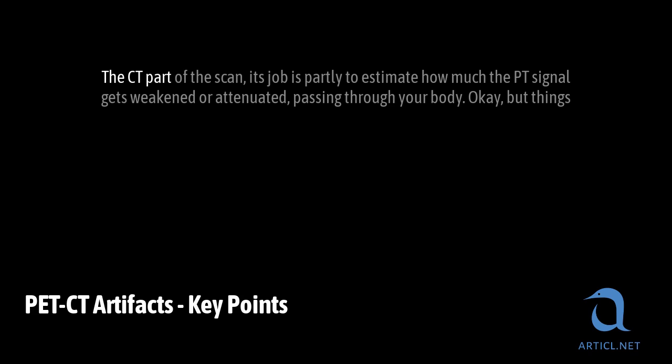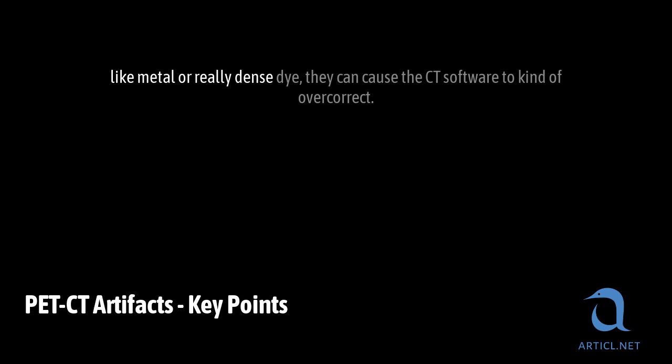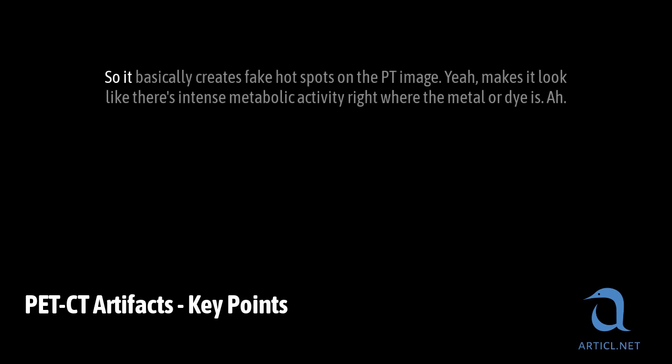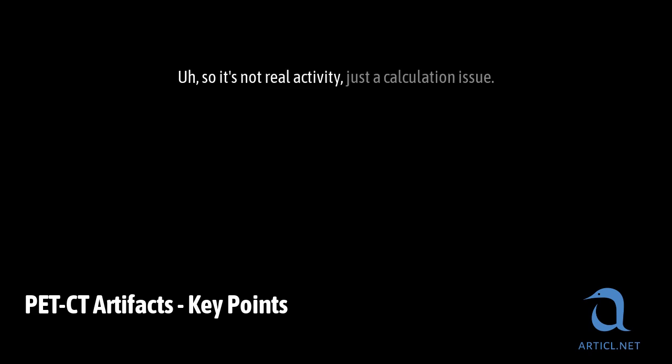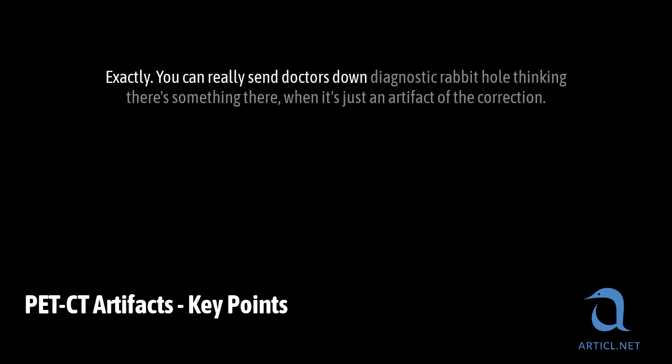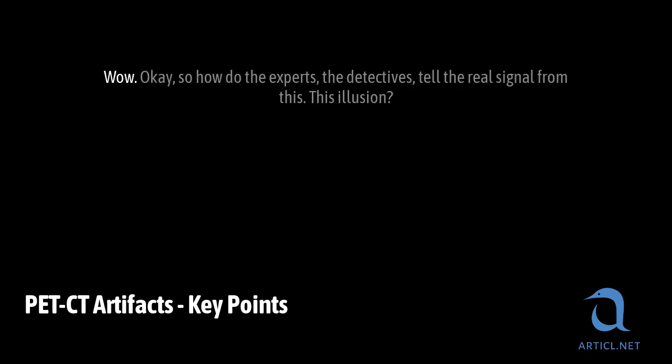The CT part of the scan, its job is partly to estimate how much the PET signal gets weakened, or attenuated, passing through your body. But things like metal or really dense dye can cause the CT software to kind of overcorrect. Overcorrect. How so? It basically creates fake hotspots on the PET image. Makes it look like there's intense metabolic activity right where the metal or dye is. So it's not real activity, just a calculation issue. Exactly. It can really send doctors down a diagnostic rabbit hole thinking there's something there when it's just an artifact of the correction. Wow. So how do the experts, the detectives, tell the real signal from this illusion?